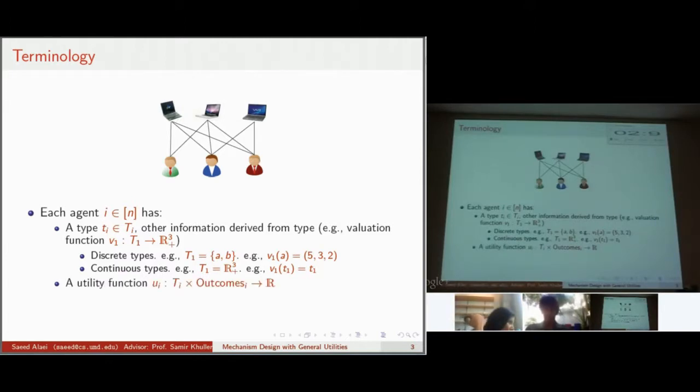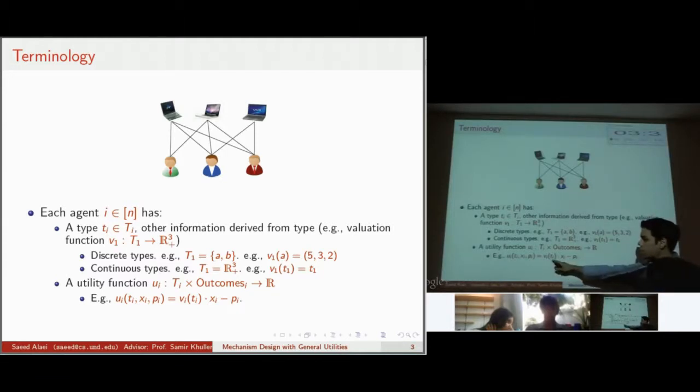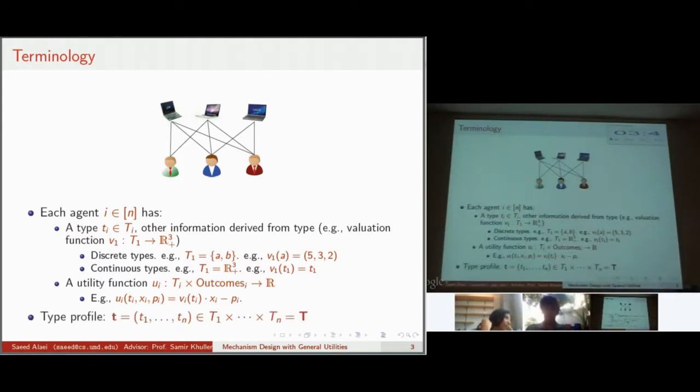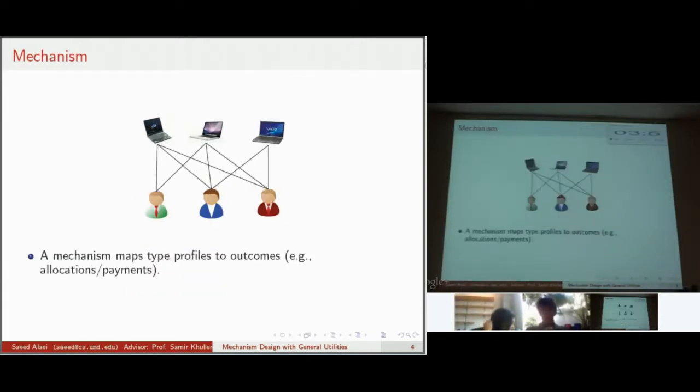And each agent has a utility function which basically maps the types of the agent and outcomes to real-valued numbers. The utility function basically compares the different outcomes for the agent and ranks them in order of preference. For example, in this case, a utility function might be the valuation of the agent for the item based on its type multiplied by the allocation, minus the payment. And we denote the profile of types by a vector consisting of the types of all the agents. And we use capital T to denote the type space of all the agents together.